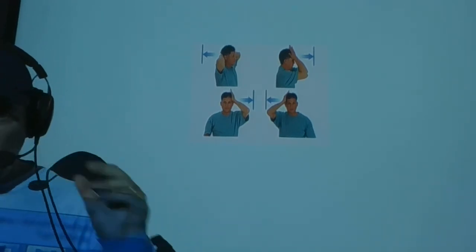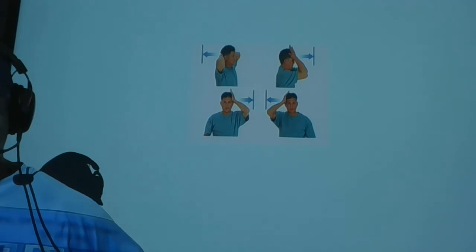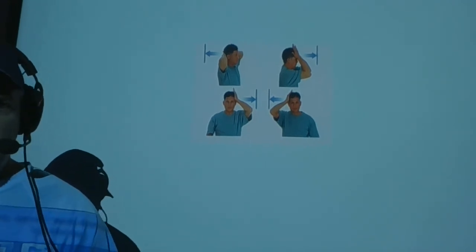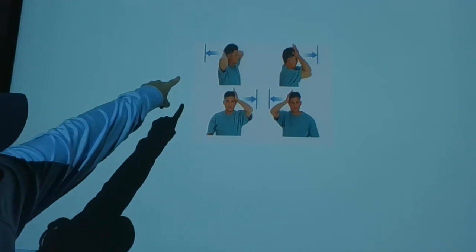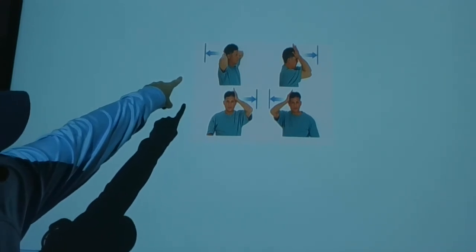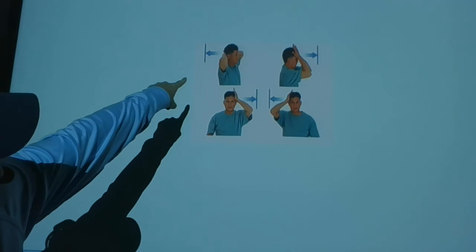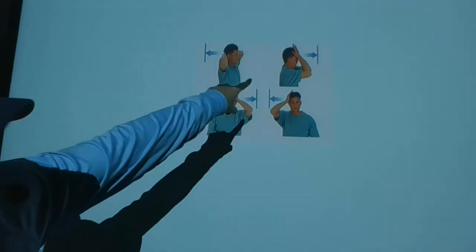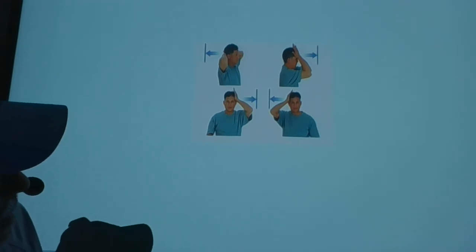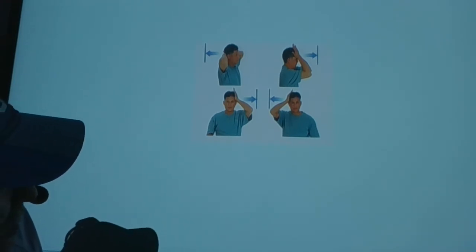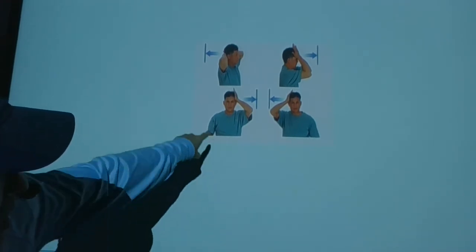Okay, we're going to go rapid fire. Top left, what muscles? Welcome back. Cervical extensors, right and left erector spinae. Top right, which muscles? Welcome back. Cervical flexors, right and left sternocleidomastoids.